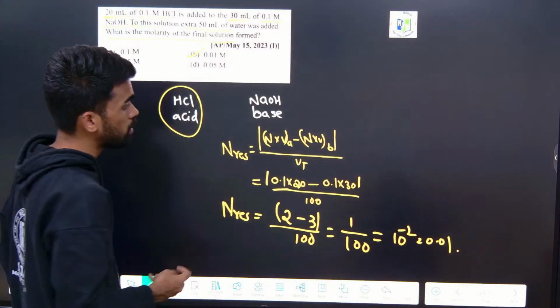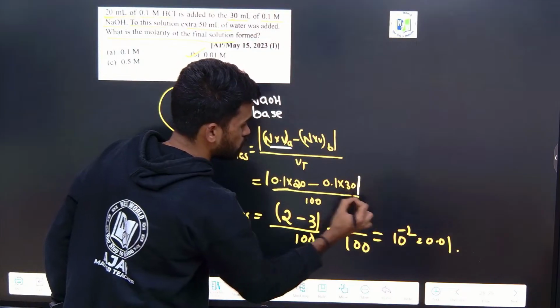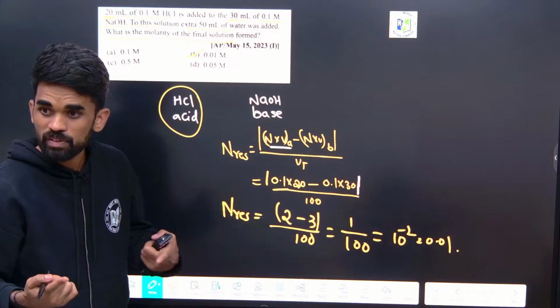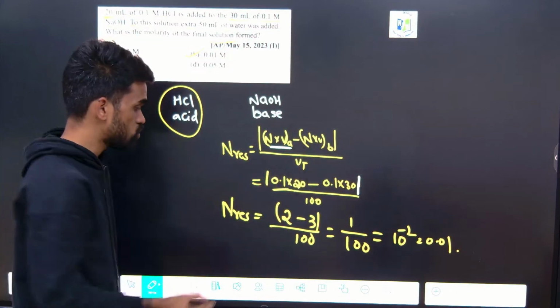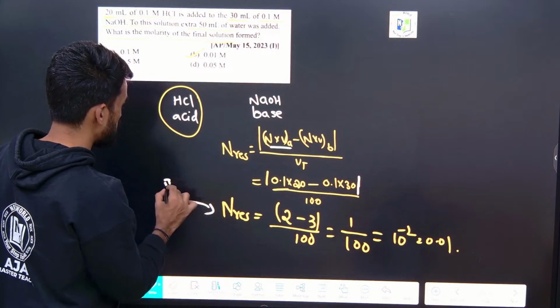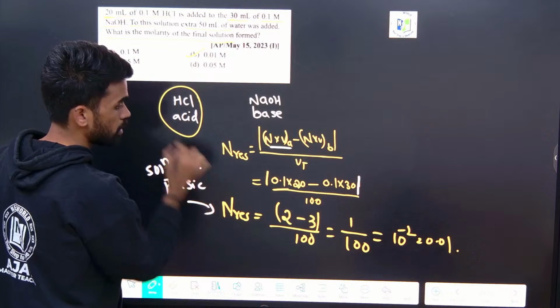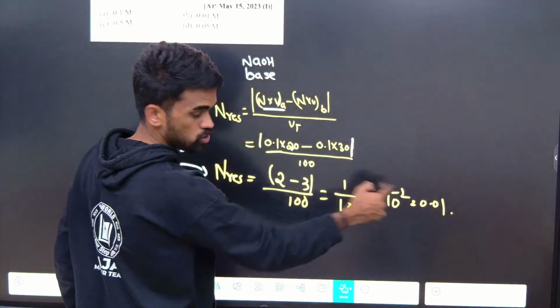See, look here, which value is more: the first term or the second term? The second term value is more now, so the resultant solution will be the second term, that is B, base. So the solution is basic. And what is its concentration? 10 power minus 2.